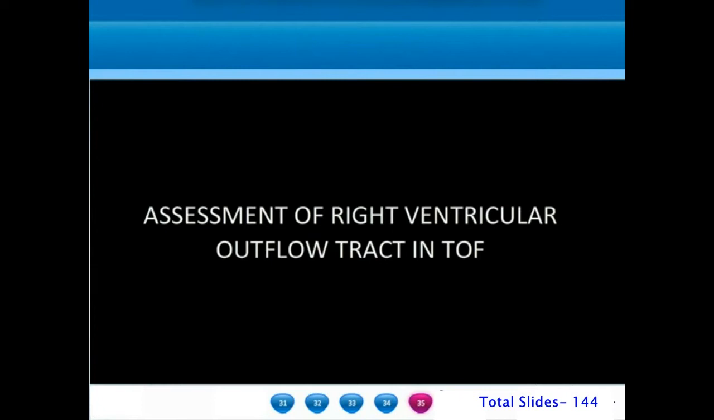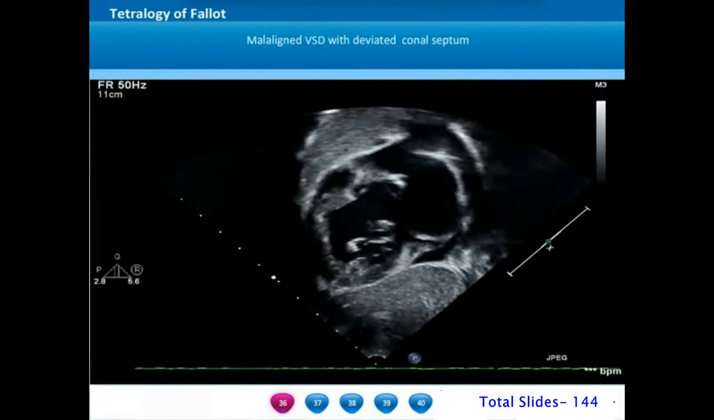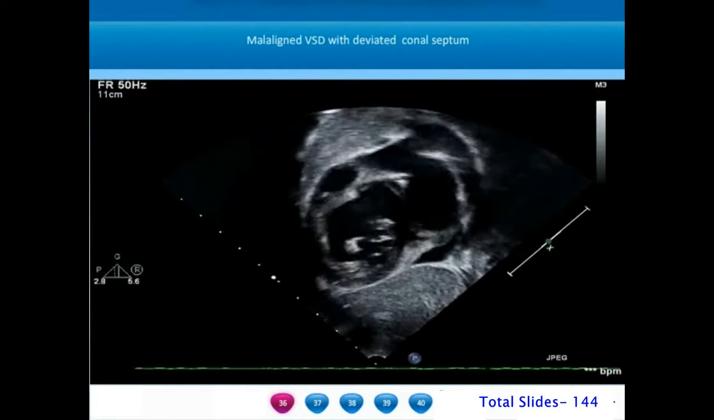Right ventricular outflow tract obstruction is the primary pathology in patients with tetralogy of Fallot. RVOT obstruction in most of the patients is caused by anterior malalignment of the coronal septum that results in narrowing of the infundibulum.